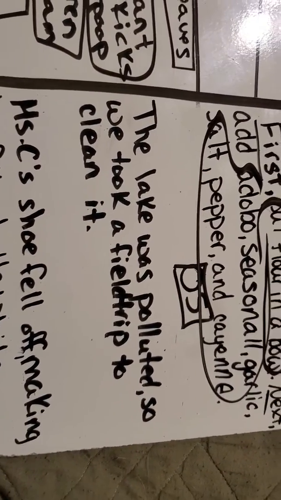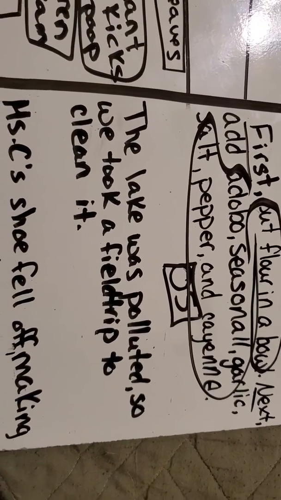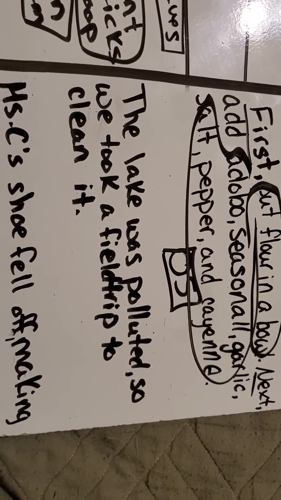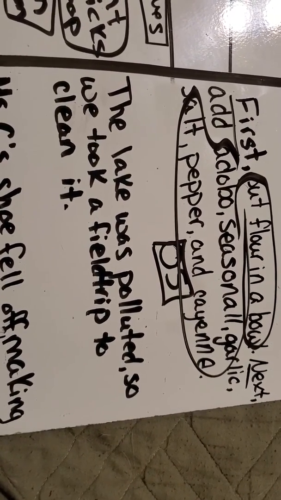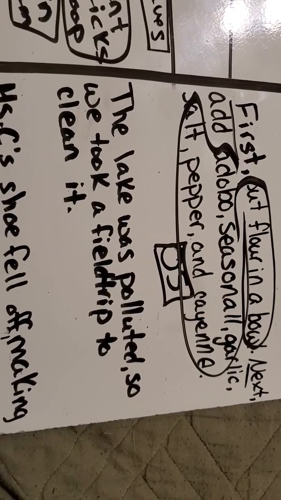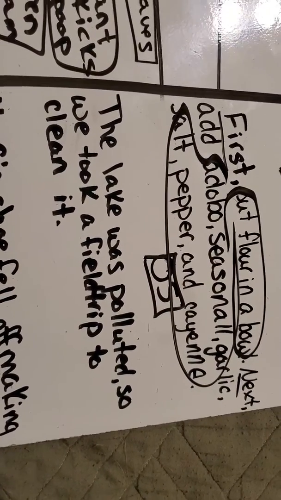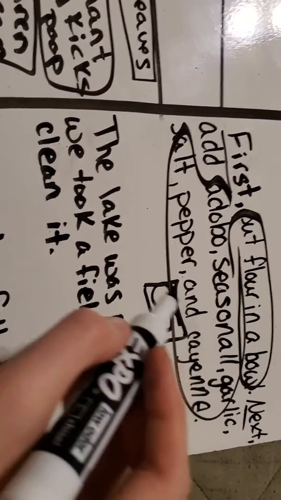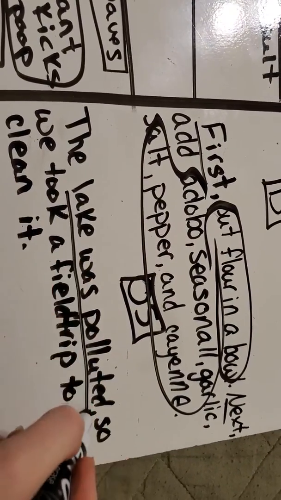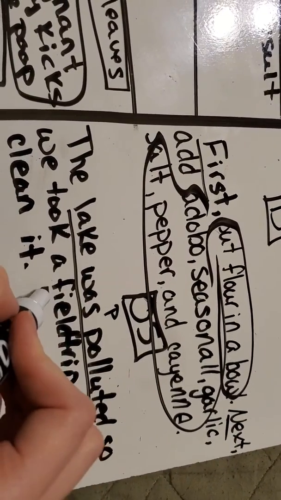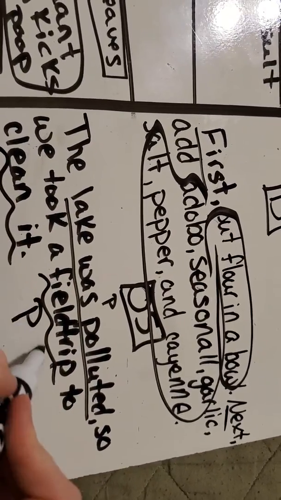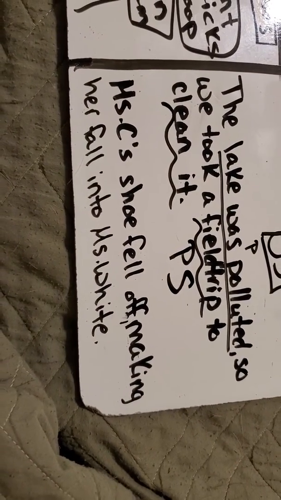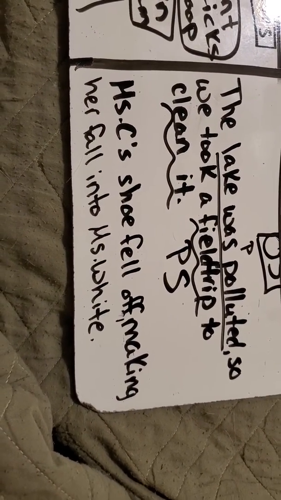Is it offering a problem and a solution? So the problem, the lake is polluted, the solution, we clean it up? Or is it showing a cause and effect? Because the lake is polluted, the effect is we have to clean it? Not necessarily, right? It's a problem and solution first and foremost. So problem, the lake is polluted. That's the problem. Solution, field trip, clean it. So problem and solution.